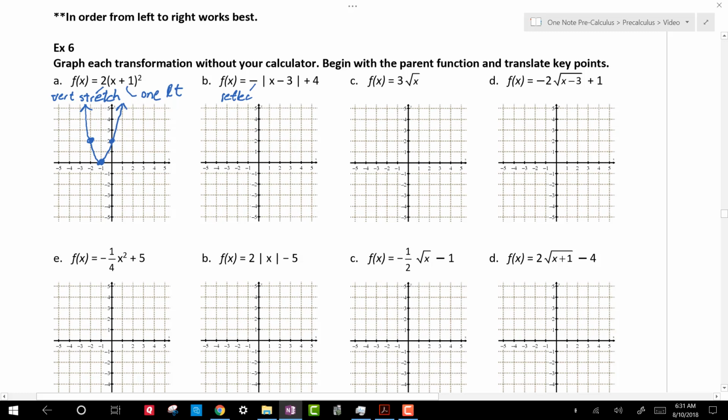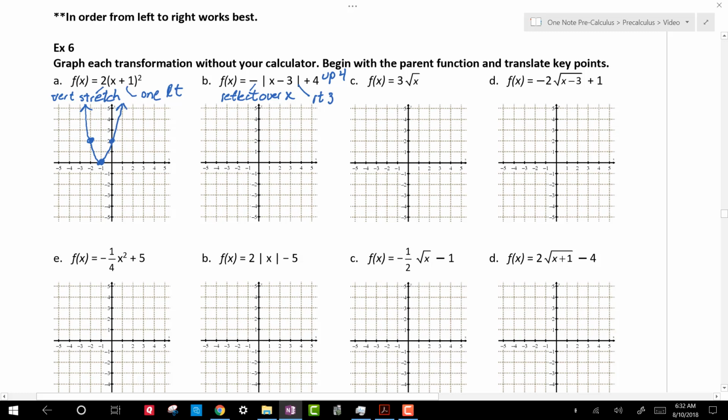Okay, reflect over x, and then this is right 3 and up 4. So the first thing I'm going to do is the reflection. This is a normal absolute value. So normally an absolute value would go up 1 from the origin.